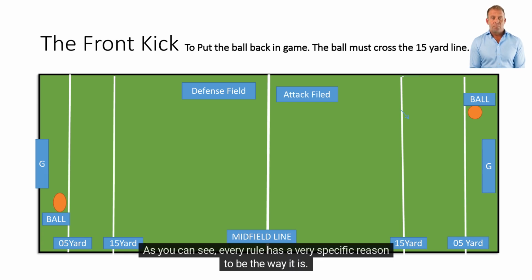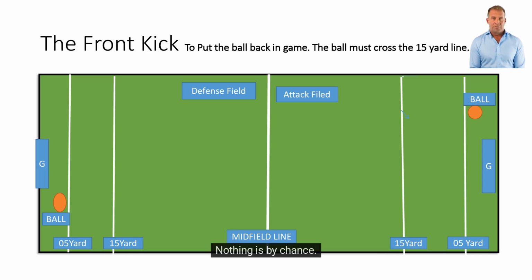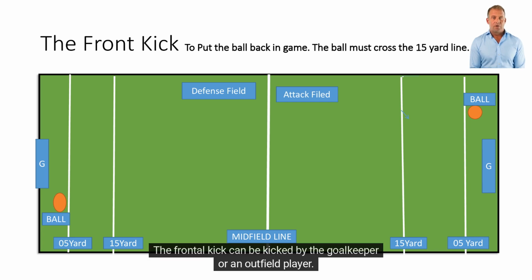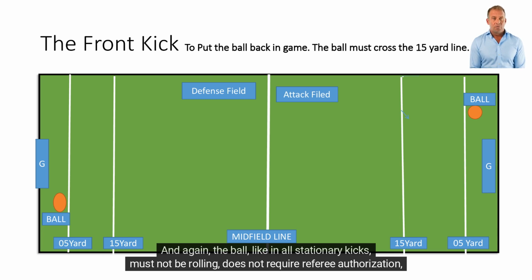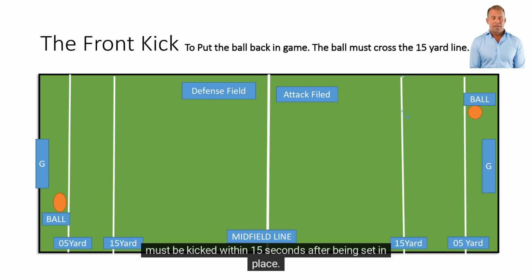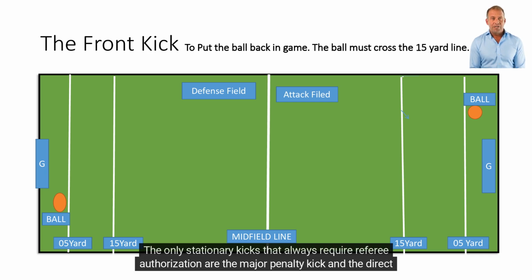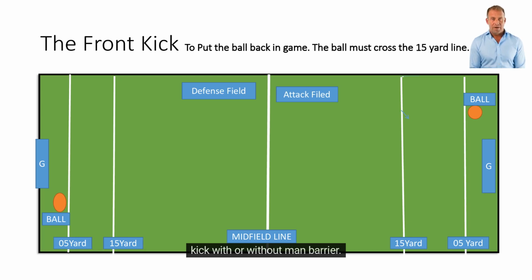As you can see, every rule has a very specific reason to be the way it is. Nothing is by chance. The frontal kick can be kicked by the goalkeeper or an outfield player. And again, the ball, like in all stationary kicks, must not be rolling, does not require referee authorization, and must be kicked within 15 seconds after being set in place. The only stationary kicks that always require referee authorization are the major penalty kick and the direct kick with or without man barrier.